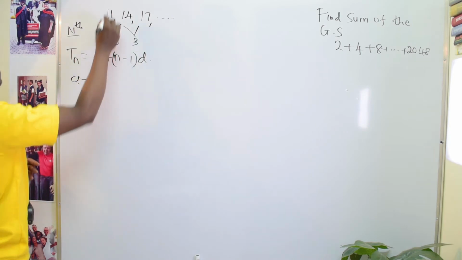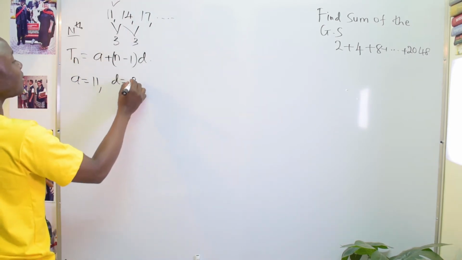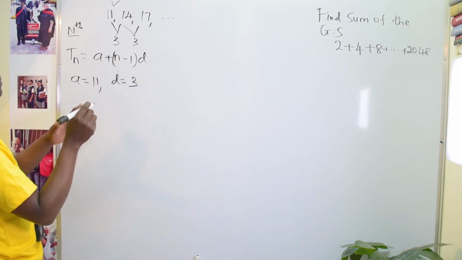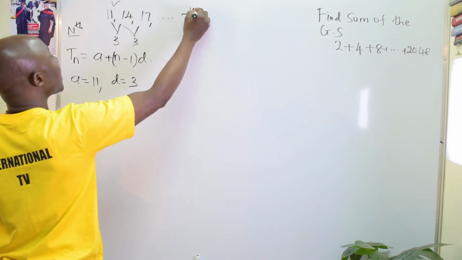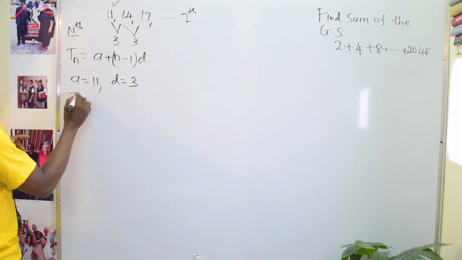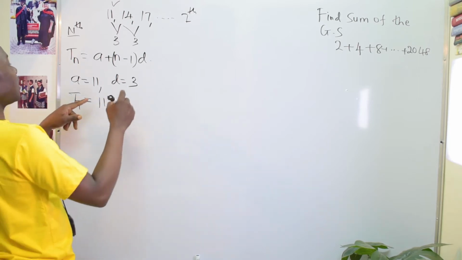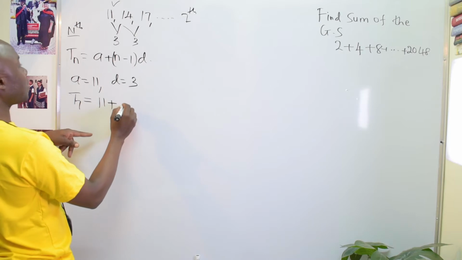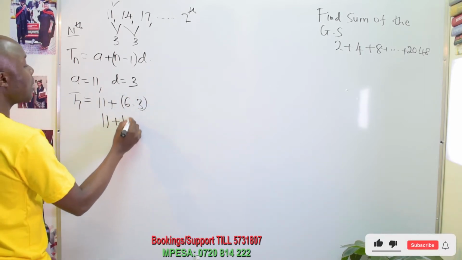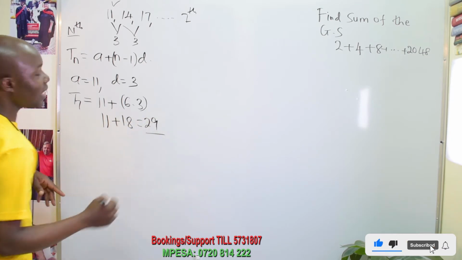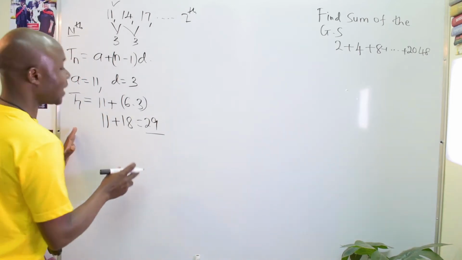So my a is the first term, which is 11. My d, which is the common difference, is 3. So we can work out the seventh term. If you want the 7th term, which we don't know, we say T7 equals a plus n, which is 7, minus 1, which is 6, times d. So we get 11 plus 18, which is 29. So your 7th term becomes 29.